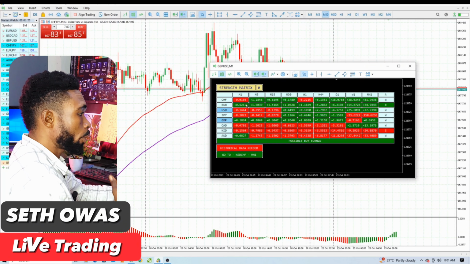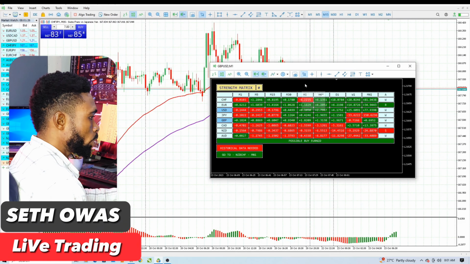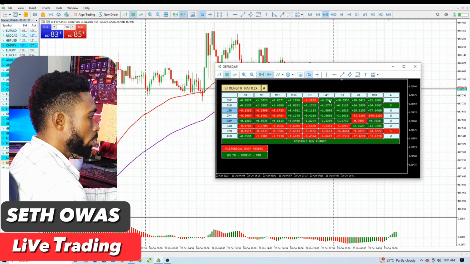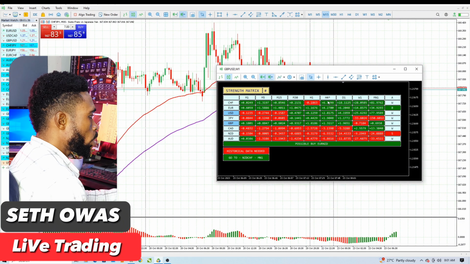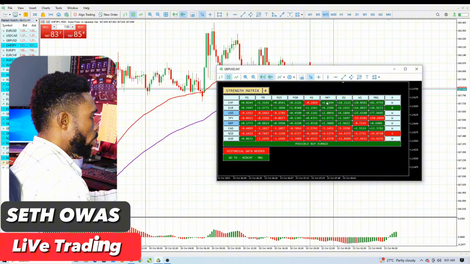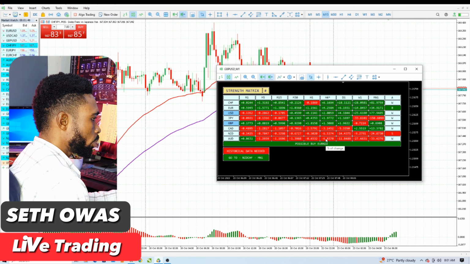Okay, so let's begin with the currency trend meter. Looking at the currency trend meter today, as you can see, on the H4 we have the Swiss to be strong, very strong. It's +6, and we have the euro also to be strong, and we also have the USD to be also strong. And look at the weak ones. We have AUD to be weak.